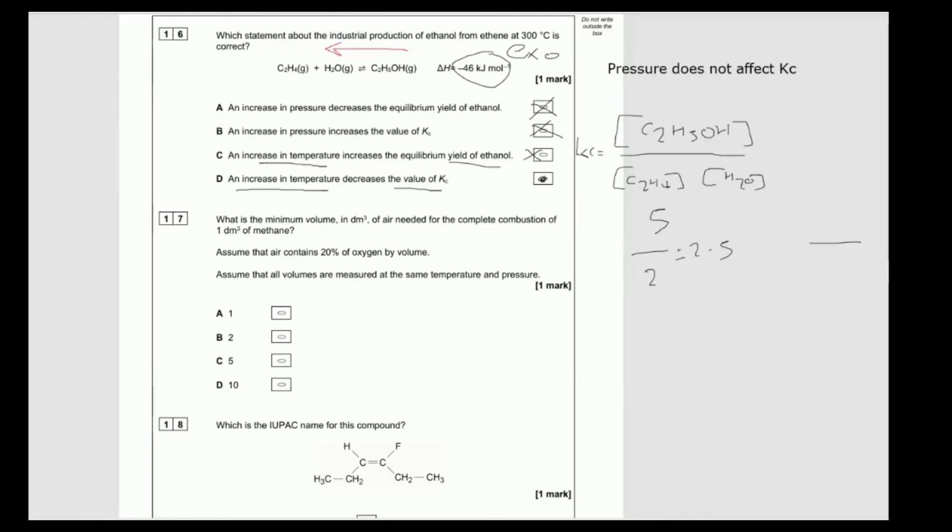And temperature is the only thing that's going to affect the value of Kc. Concentration and pressure don't. Right. We can zing on. I could do 4/2 is 2, whatever. Yeah. Doesn't really matter. You get the idea.